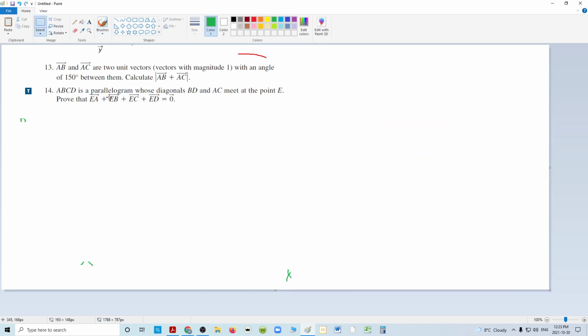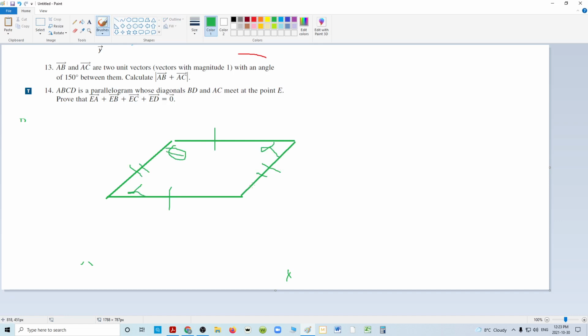Okay, ABCD is a parallelogram. Diagonals BD and AC meet at point E. Okay, let's just draw it. So it goes A to B, B to C. Now there's quite a few things, you have to remember the rules of the parallelograms. This side's going to be the same length as this side. This side's going to be the same length as this side. These two angles are going to be the same. These two angles are going to be the same.